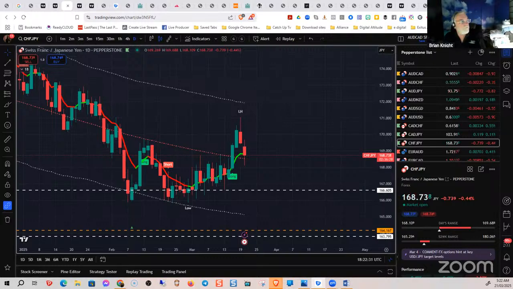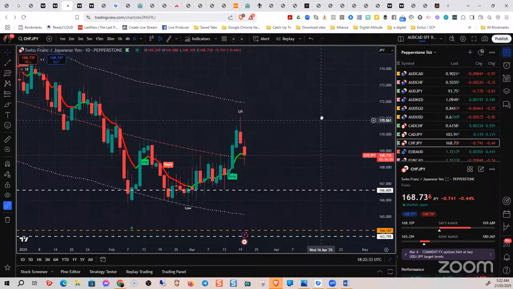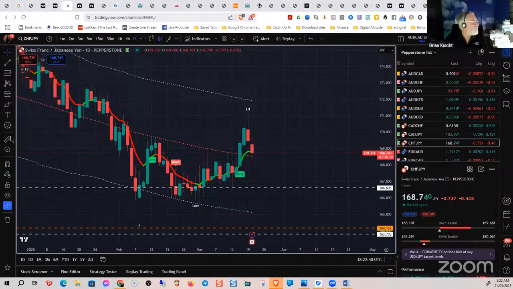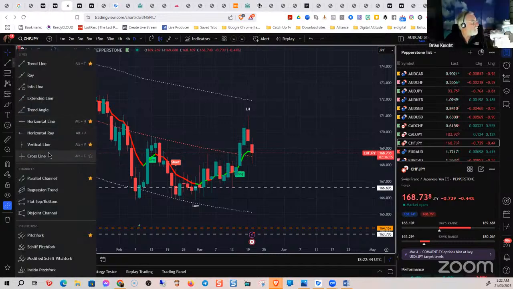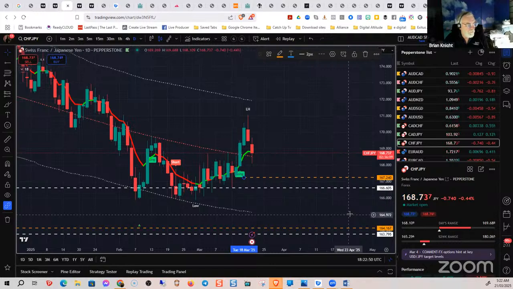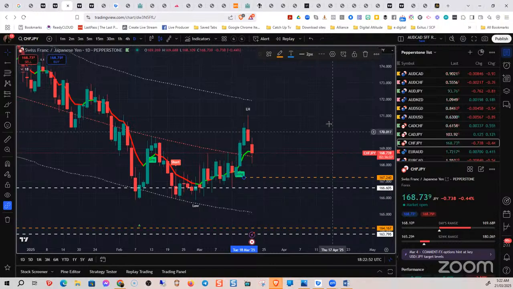Could you put a horizontal ray across there where your stop loss is? I can't quite tell where it's at. Where was it? I put it here at the moment. Right there. All right, thank you.